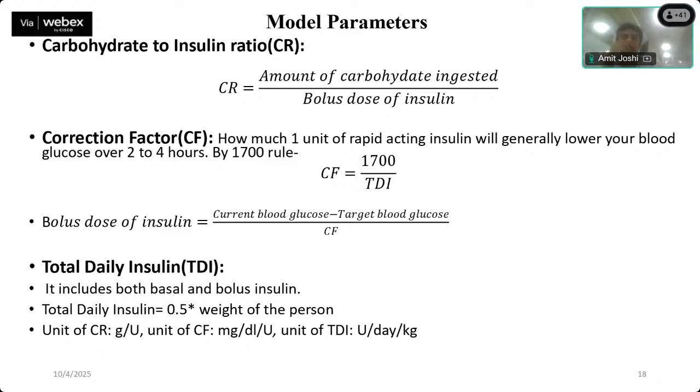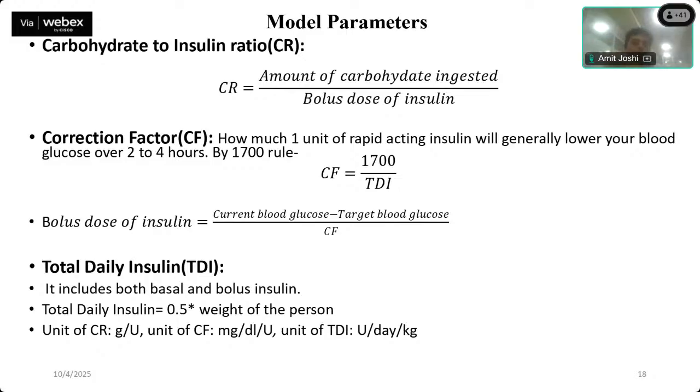That is your TDI, and 1700 basically comes from the literature. That is the average value, which you can consider as the balance value of glucose and insulin inside a particular person's body. Okay, so that is fixed. Sometimes it is considered 1800, sometimes 1700, but it is in this range only. Okay, the 1700 or 1800 range.